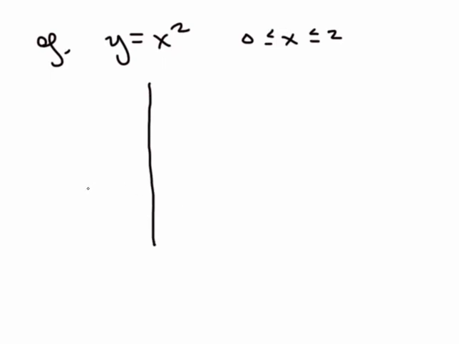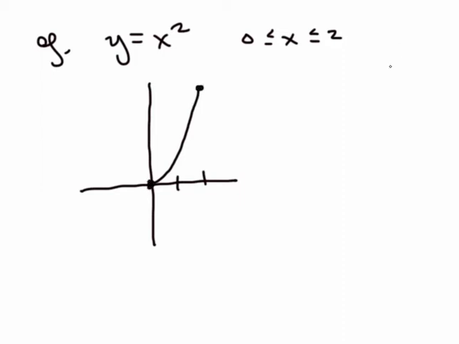Let's look at another example here. Let's take the example of x squared, but let's restrict where we are. So let's go from 0 to 2. We're going to take the x squared function, which would normally look like this, but we're just going to go from 0 to 2. It's going to look something like that.